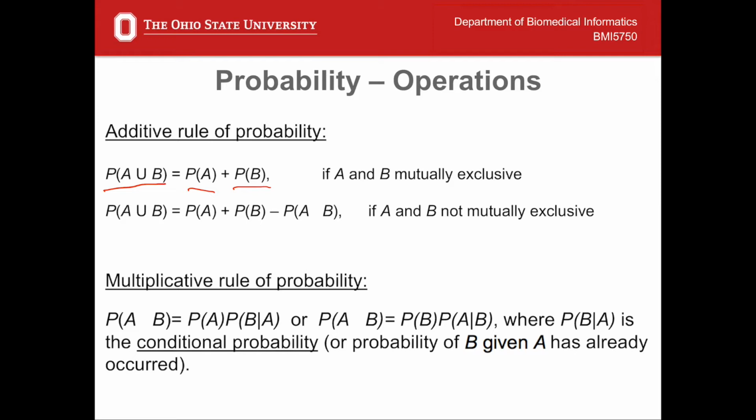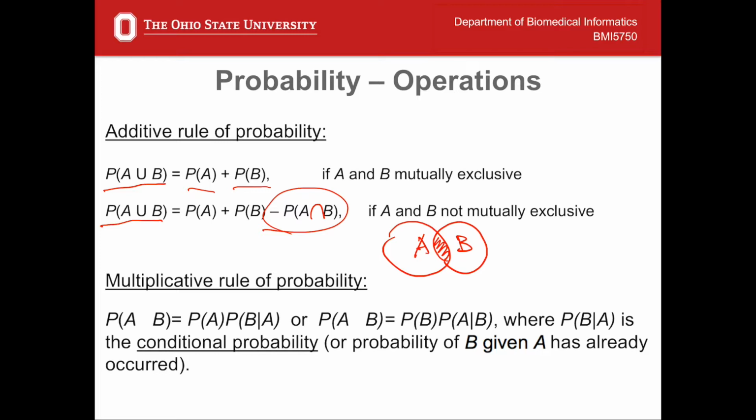If A and B are not mutually exclusive, then the probability of A union B is not equal to probability A plus probability B. We need to subtract the probability of A intersection with B. That is, the probability of A plus the probability of B minus the probability of the intersection of A and B.